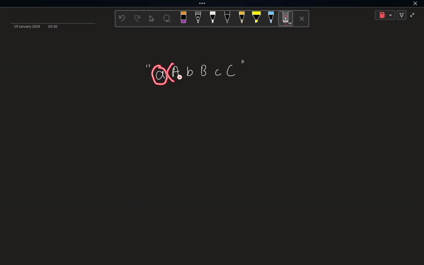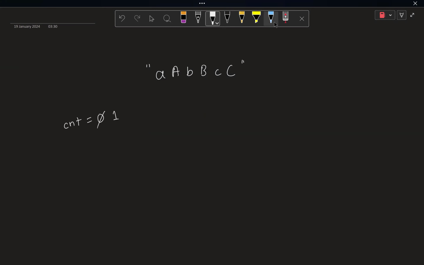From small a to capital A, what would have happened? Earlier the user pressed A. Now the user would have either pressed shift plus A or just caps lock and then A, but the key has still been the same, it is A. So here we would not count anything. From A to B, here the key is changed. The key is different. Here the key was earlier A and now the key is B. So we will say that count was initially 0, now it is 1.